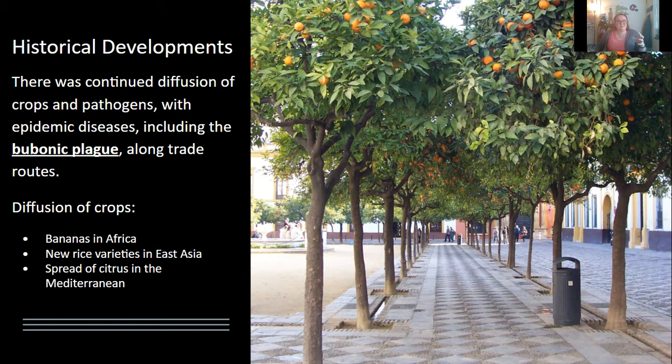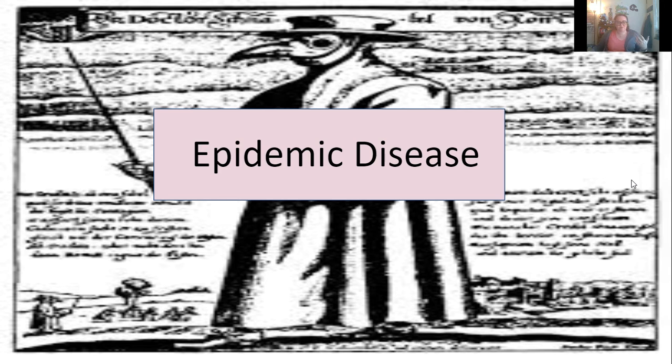So we're going to look at diseases. So there was continued diffusion of crops and pathogens. So you saw epidemic diseases like the bubonic plague. With the diffusion of crops, you saw bananas, rice, citrus, all sorts of things expand across Afro-Eurasia.